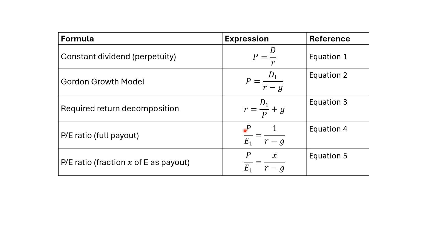Then we talked about the PE ratio under the assumption of a full payout. All the earnings were paid out in terms of dividends. And then we modified the formula for the case where only a portion, a fraction of the earnings, was paid out. That fraction was called X, and we got this formula here.